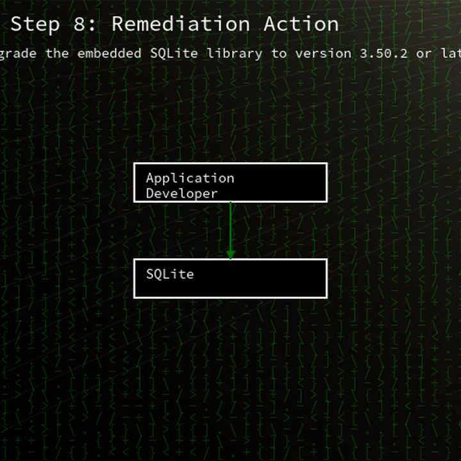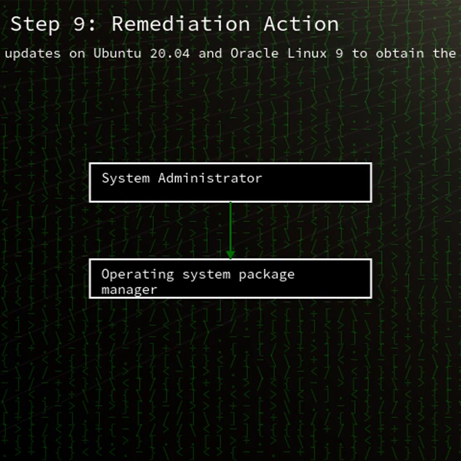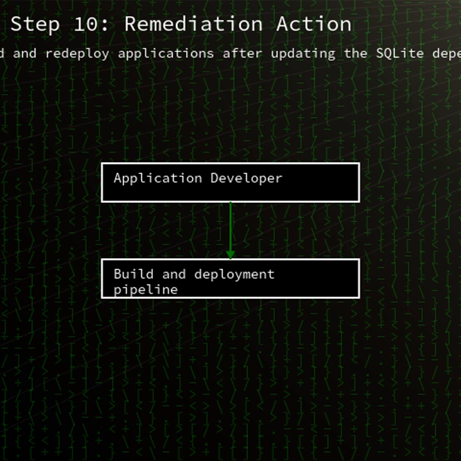Successful exploitation can cause denial of service or, in some contexts, lead to execution of arbitrary code in the host process. To mitigate CVE 2025-6965, upgrade SQLite to version 3.50.2 or later, or apply your platform vendor's patches immediately. Ubuntu 20.04 users should install USN 7679-1 updates.